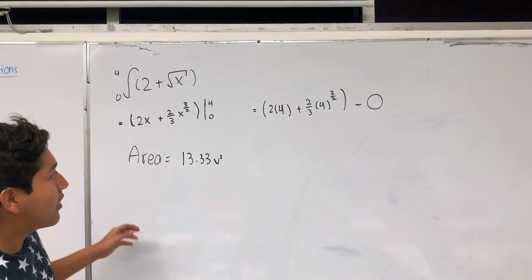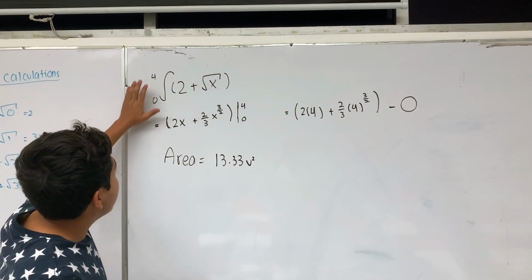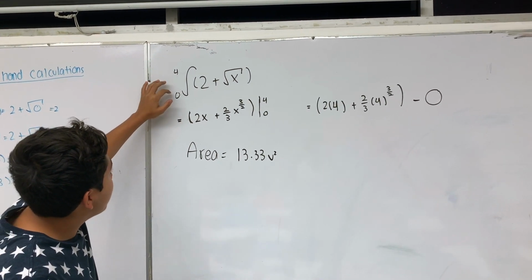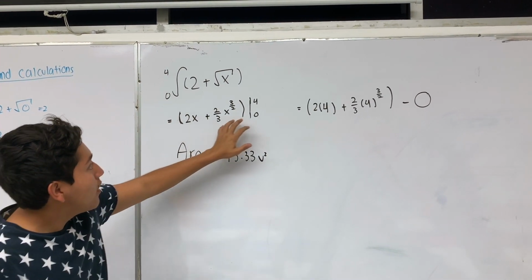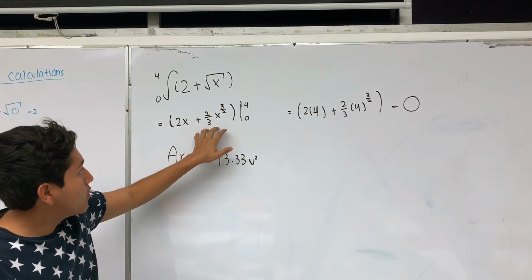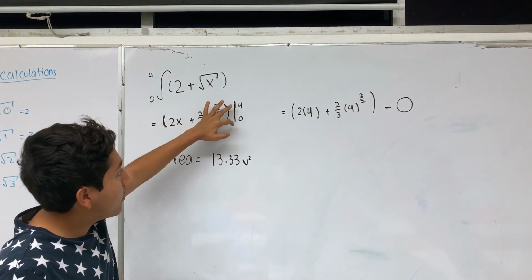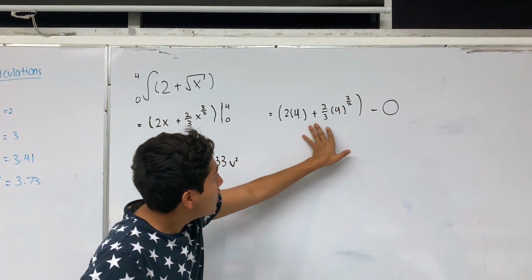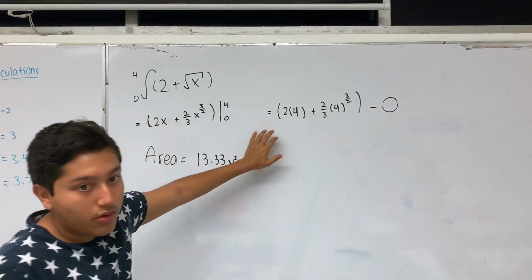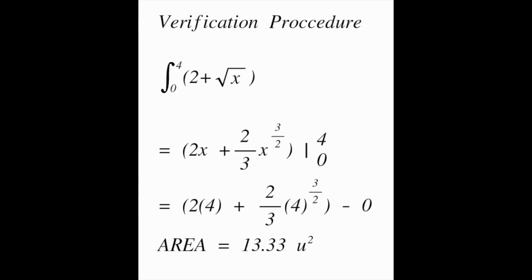To prove that our answer is correct for our problem 2 plus square root of x, we also used this method. So first we get the antiderivative of this function, which gives us 2x plus 2 over 3 x to the 3 over 2. Then we substitute on 4 and on 0. So as you can see here, 0 cancels, so we only have this. That will result in an area of 13.33 units squared.